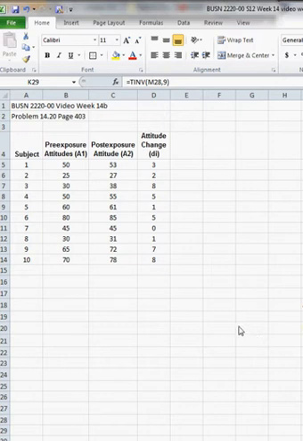Okay, folks, we're back with the second problem from Chapter 10 in Week 14. This time we're going to look at problem 14.20, found on page 403. Now, what we're doing here is a paired difference experiment.